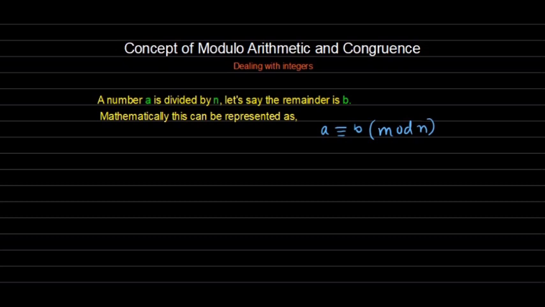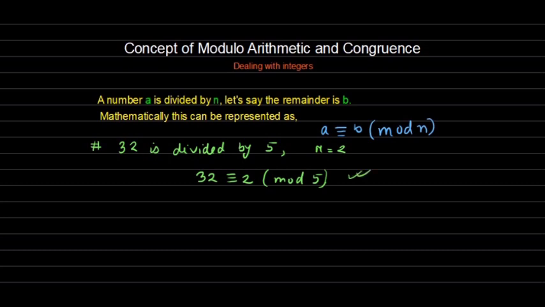So let's take an example. Here when 32 is divided by, let's say, 5, then what will be the remainder? The remainder is r equal to 2. That means this can be written as 32 is congruent to 2 mod 5.